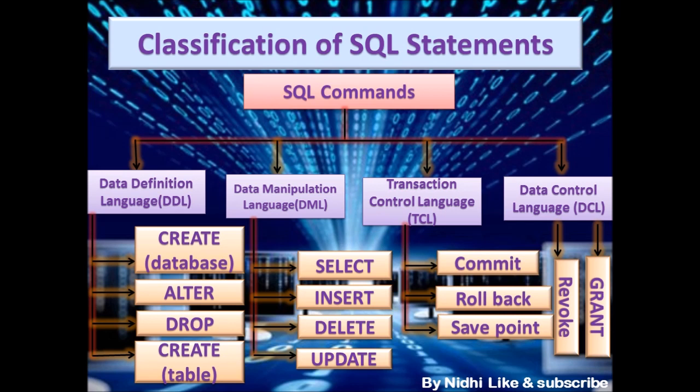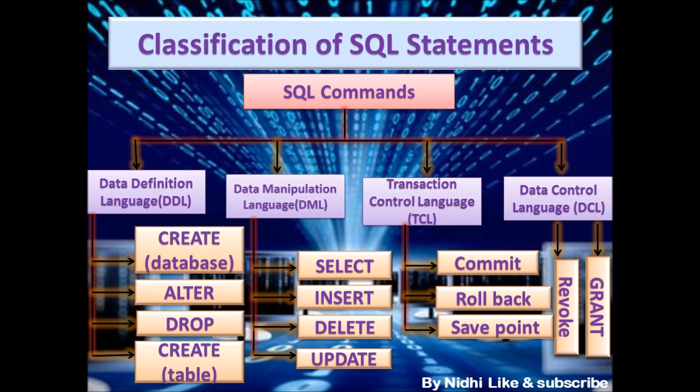Second is alter. First of all we have to create a container. As I have told you earlier, the database is just like a container. So first we have to create a container, and then if we want to make some changes in that container, we will use the alter command. If we want to completely remove that particular database, we will use the drop command.